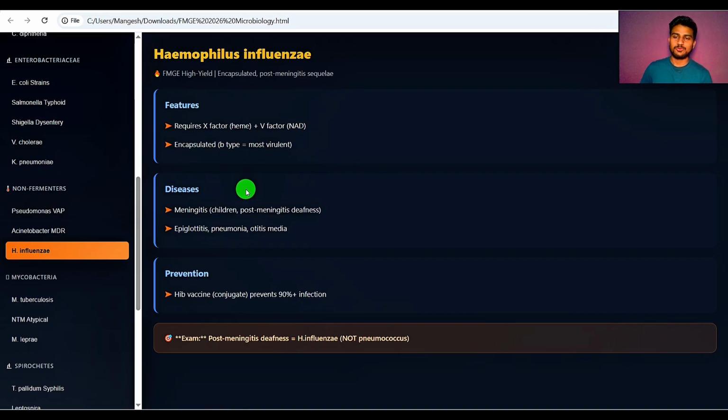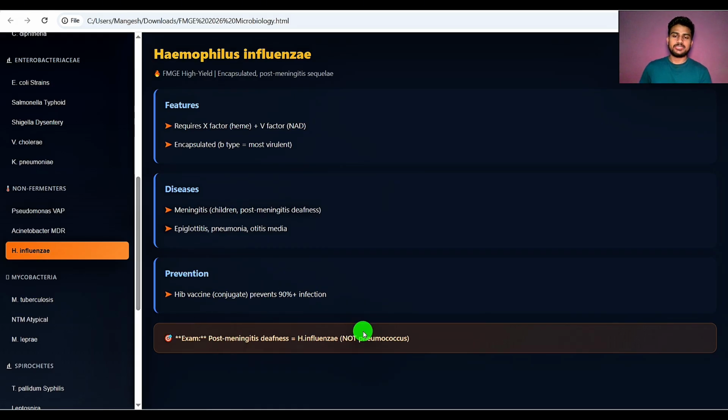It is encapsulated. Then the diseases are meningitis, epiglottitis, pneumonia, otitis media, and all those things. Meningitis is mostly in children, and post-meningitis deafness is more commonly observed in Haemophilus influenzae infection. So they can frame a question on this: post-meningitis deafness is associated with which bacteria? Haemophilus influenzae. And then for prevention, there are vaccines. Conjugate vaccine is there, and a 90% prevention rate is there.